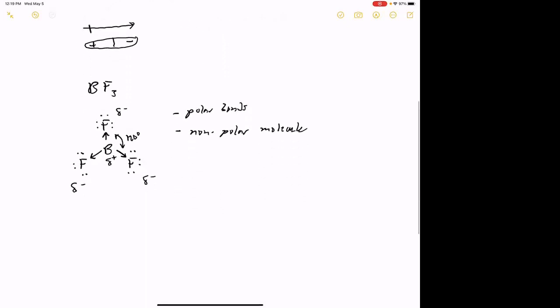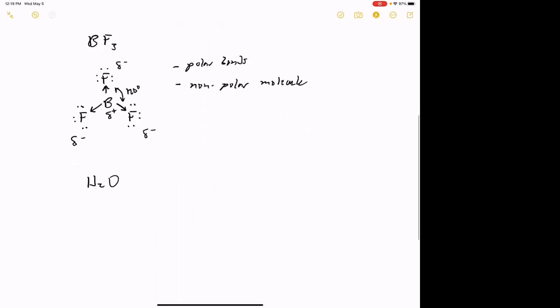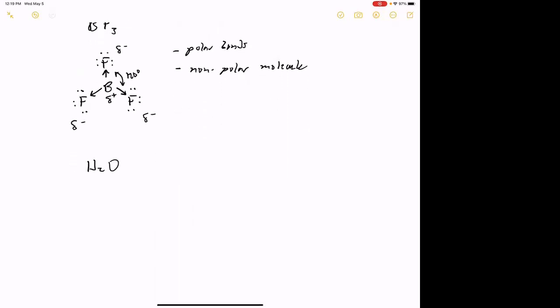Okay, let's look at water. Not sure if we ever did a Lewis structure of water. I think we did. But if you just do a Lewis structure of water, here's what it's going to look like. And again, you can verify this. We've done enough Lewis structures that I don't think I need to go over it.